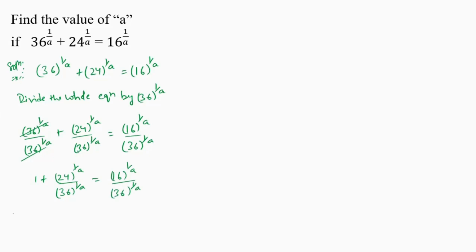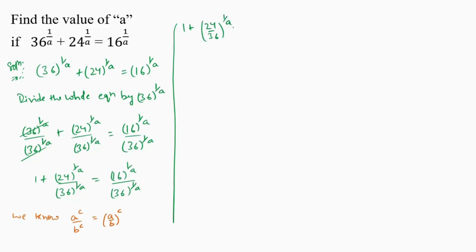And we know that a raised to power c divided by b raised to power c can be written as (a by b) raised to power c. So our equation will become 1 plus (24 over 36) raised to power 1 by a equals (16 by 36) raised to power 1 by a. So on solving this we get 1 plus (2 by 3) raised to power 1 by a equals (4 by 9) raised to power 1 by a.